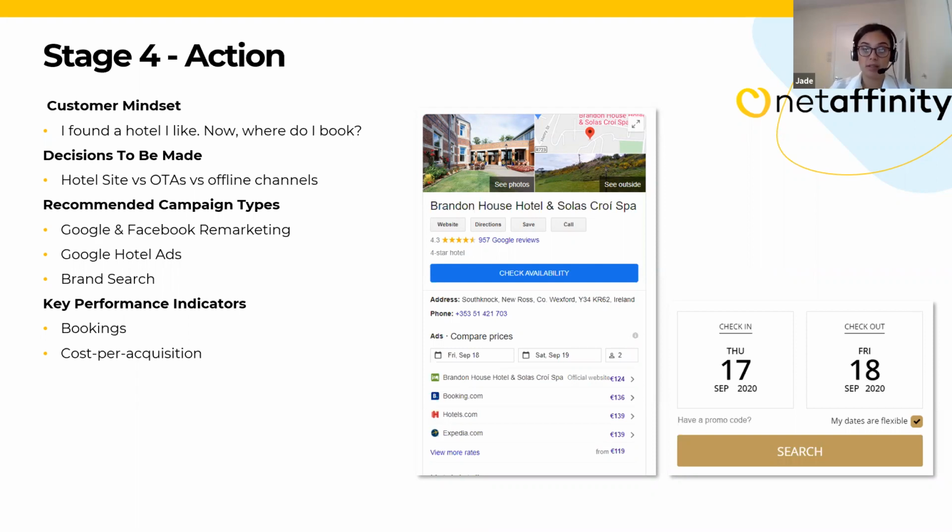So these are the 2 screenshots that we have here. On the left hand side is hotel ads. Going back to my point, if you haven't got hotel ads campaigns installed on your end, you need to invest in that because it will encourage people to book through hotel ads or book directly through your website. At the end of the day, you do want people to book directly through your website. That's always been the aim here at Net Affinity and with hoteliers. We work closely together to get that.